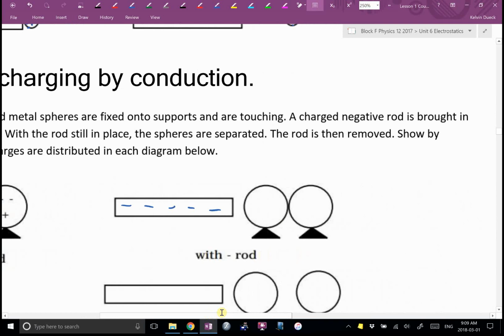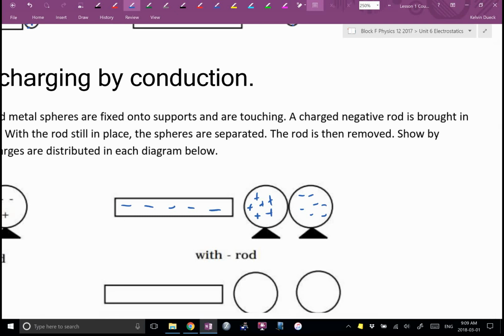So if I do that, like charges, where are all the negatives going to end up? On the left-hand sphere or on the right-hand sphere? Like charges. Originally the charges were spread out evenly, but because they're touching, the negatives will flow there, and that will leave you with a bunch of positives there. Now, overall, both spheres, if you add them together, are still neutral.